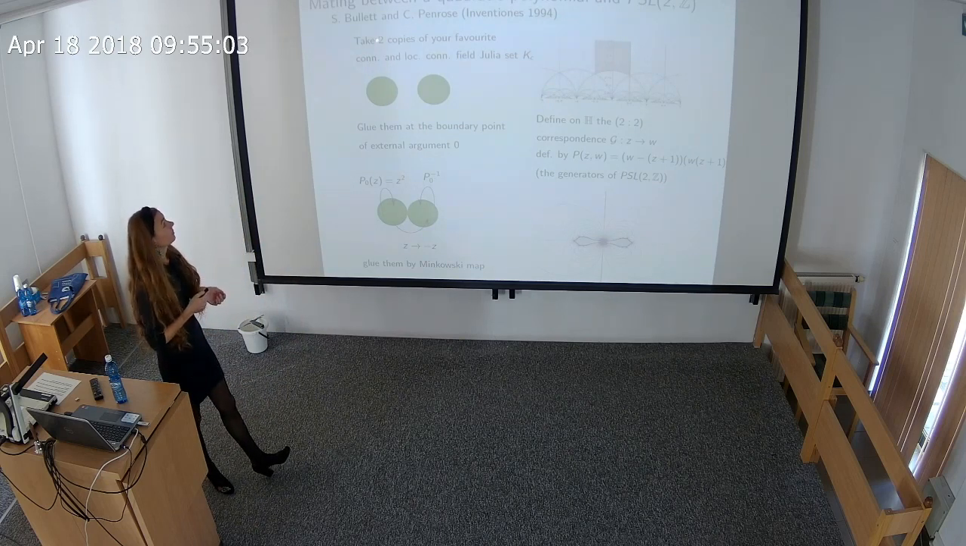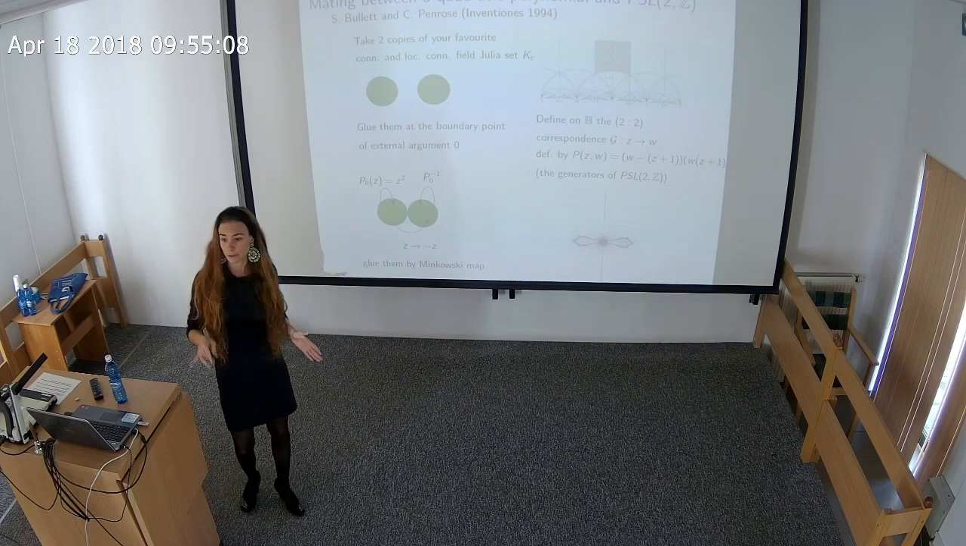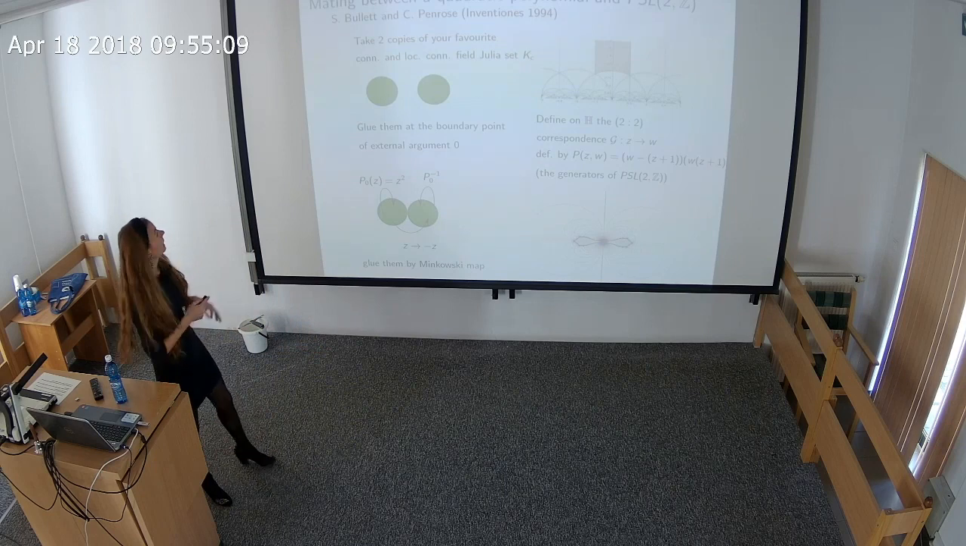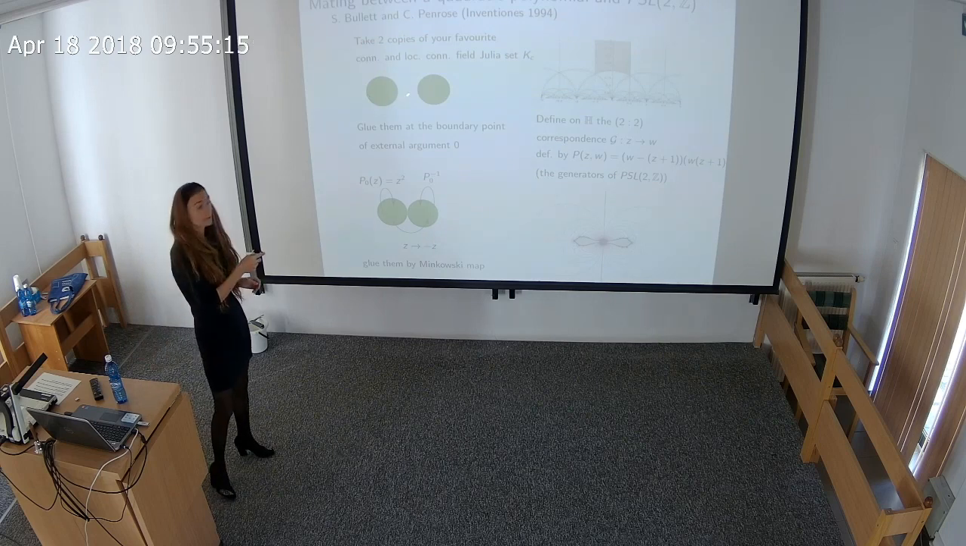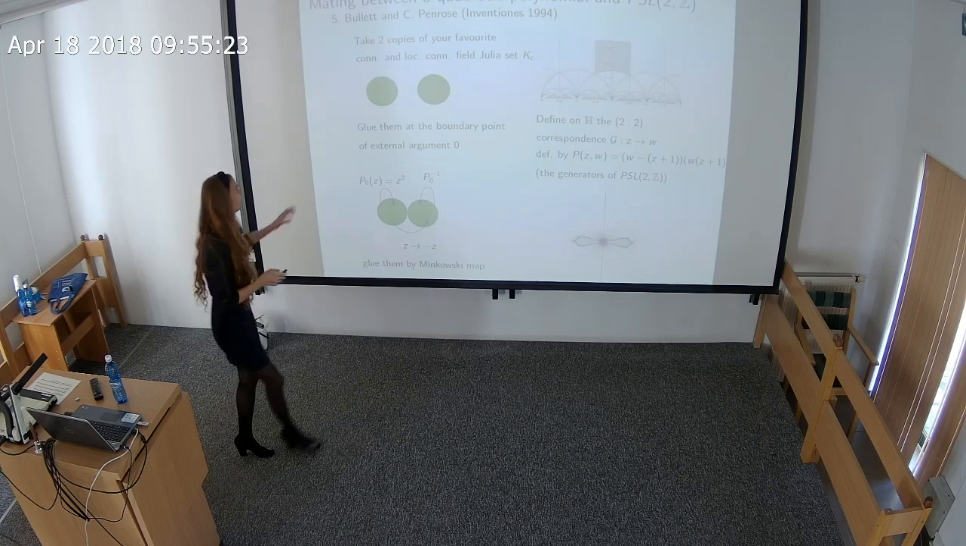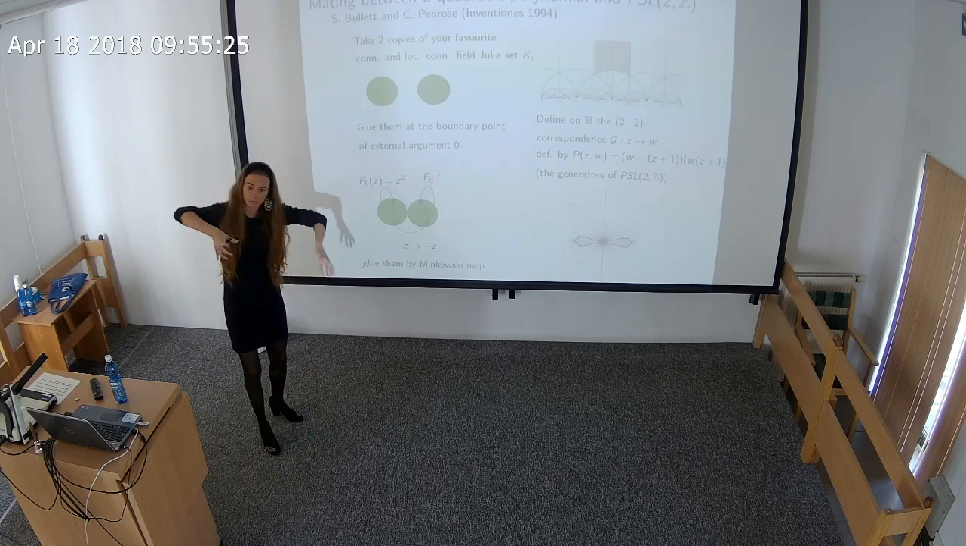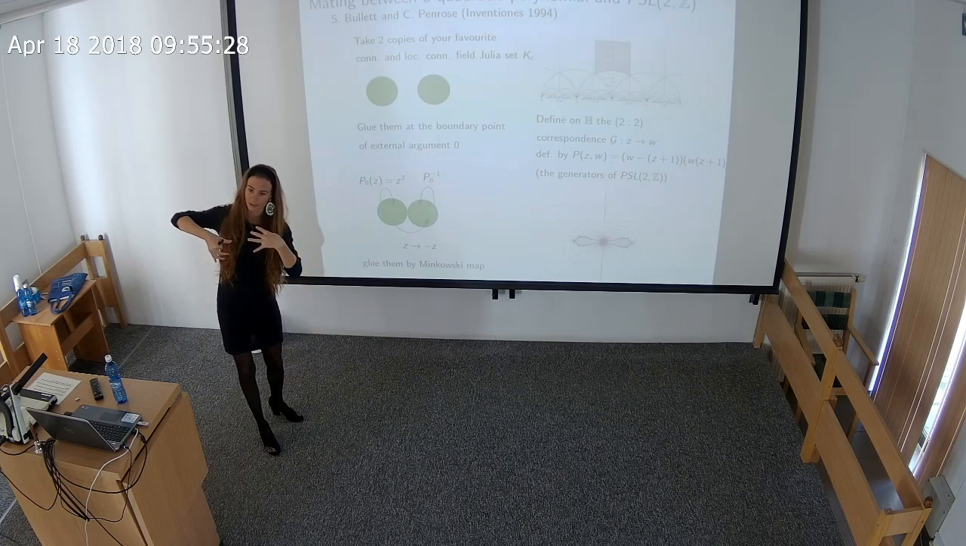Take two copies of your favorite connected and locally connected Fatou-Julia set. Mine is the one of zeta goes to zeta square because it's very easy to draw. So you take two copies, you glue them at this point. So you basically take one and you turn the other by pi and you glue them together.